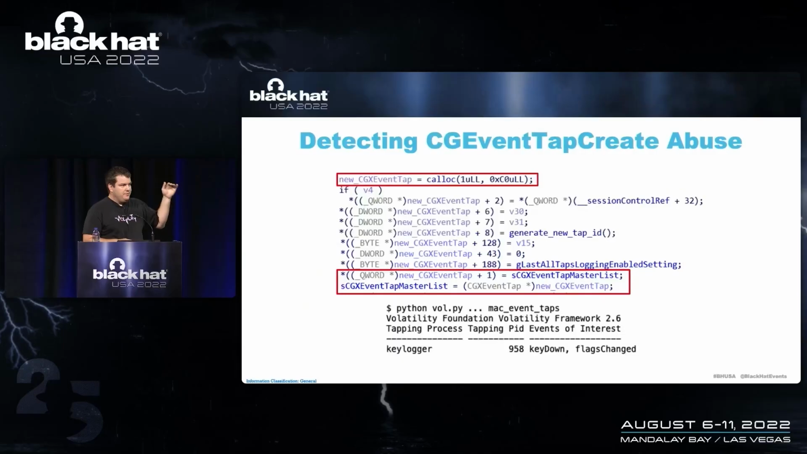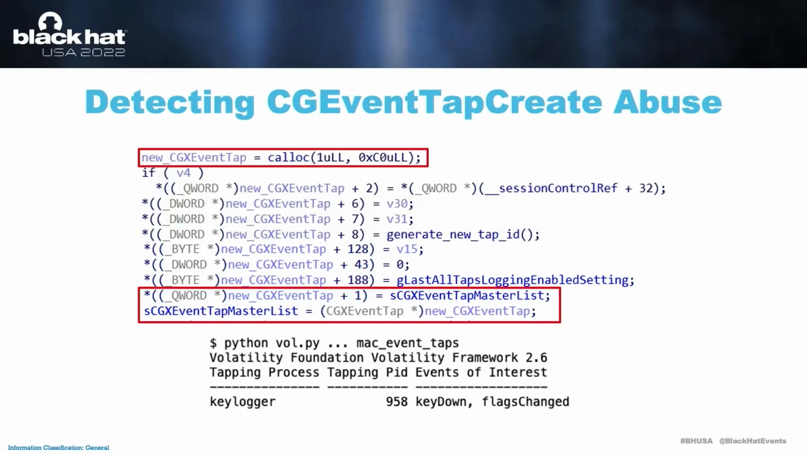But we realized when we found the correct function, that _XPlaceTap, what happens is memory is allocated. I named it CGXEventTap because we figured out that's what the data structure was when we were in IDA. And then you can see once that new data structure is created, it's pointed to a global variable called CGXEventTapMasterList, and then that master list is getting pointed to the new tap. And if you're familiar with programming, that's how linked lists are set up. And the plugin was straightforward at that point.